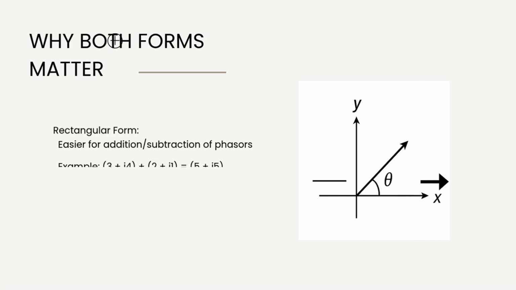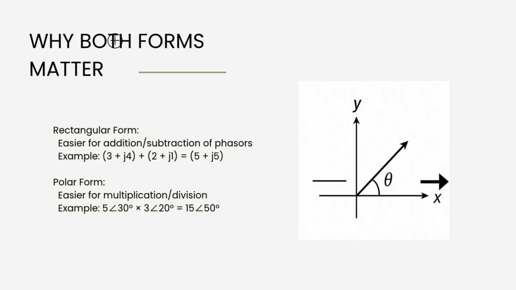Next, I'm going to explain why both forms matter. Both the rectangular form and the polar form are constantly used in the AC analysis. The difference is the rectangular form is easier for adding and subtracting phasors, while the polar form is more useful for multiplication and division. So many engineers switch between these two depending on the operation.